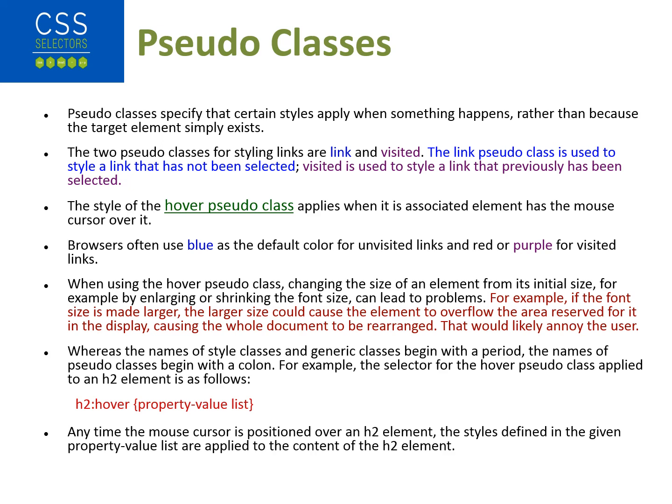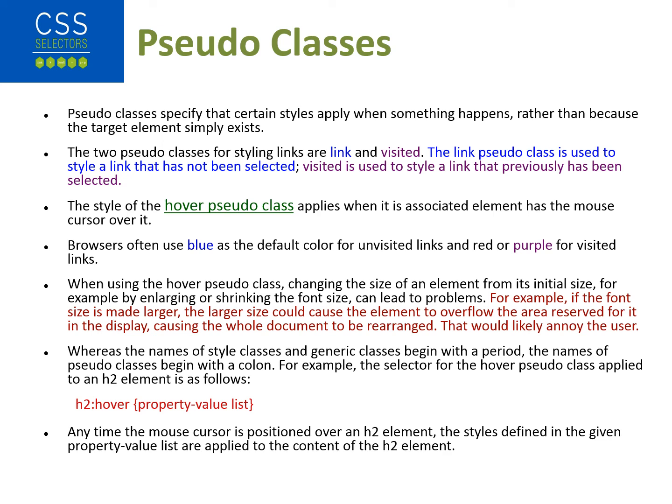For example, in the anchor tag, we can specify different colors for a visited link, an unvisited link, and a mouse-over link. Likewise, the style of the hover pseudo class applies when its associated element has the mouse cursor over it. So the hover pseudo class is for the element where the mouse cursor is over it. Browsers often use blue as the default color for unvisited links and red or purple for visited links.